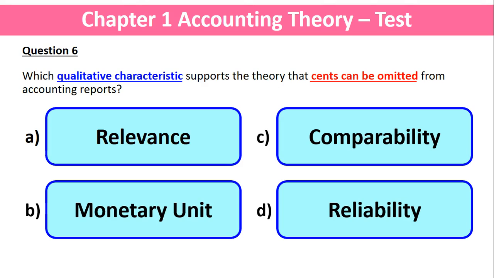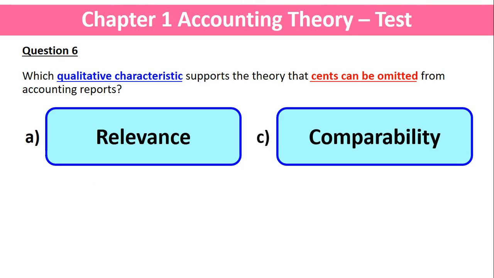So which accounting theory says it's okay to get rid of those cents and express it in millions of dollars? A. Relevance, B. Monetary unit, C. Comparability, or D. Reliability. Let's get rid of monetary unit and reliability. Monetary unit just says express things in dollars. It doesn't say whether to have it in cents or not.